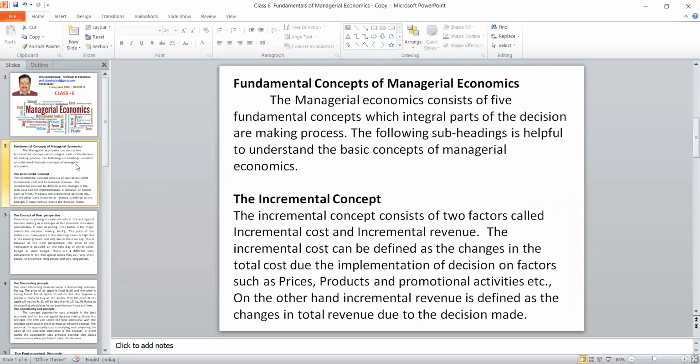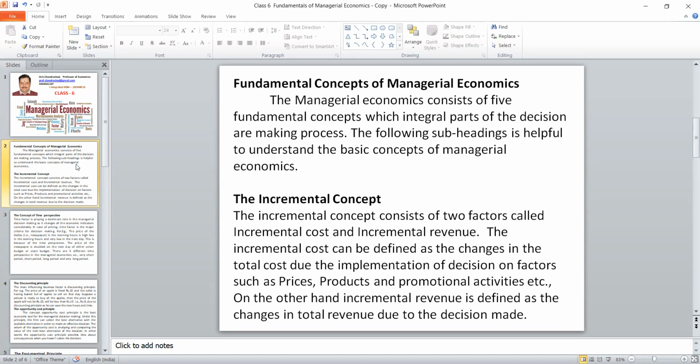First of all, managerial economics has five different principles. We used to call them the fundamental concepts of managerial economics. What are they? The first one is the incremental concept. Number two is the concept of time perspective. Then the third one is the opportunity cost principle. The fourth one is the discounting principle, and the last one is the equimarginal principle. We will discuss them one by one.